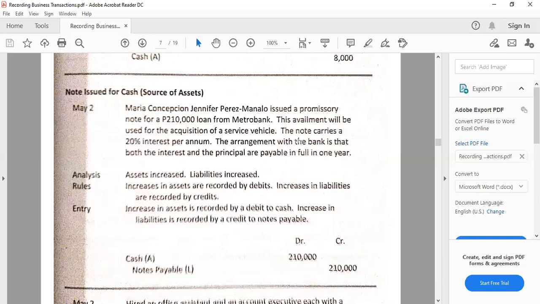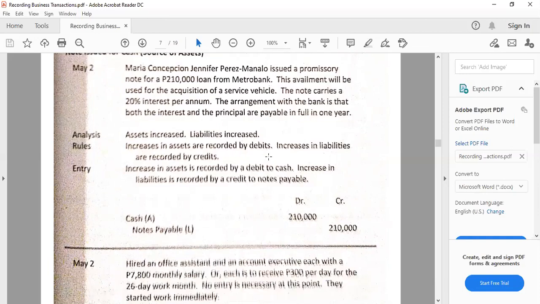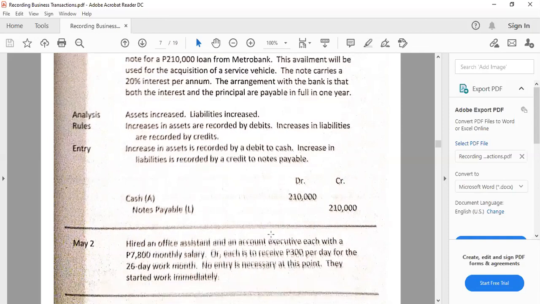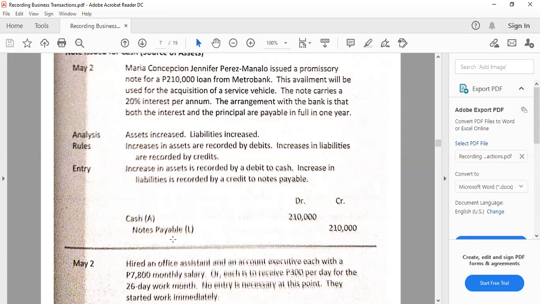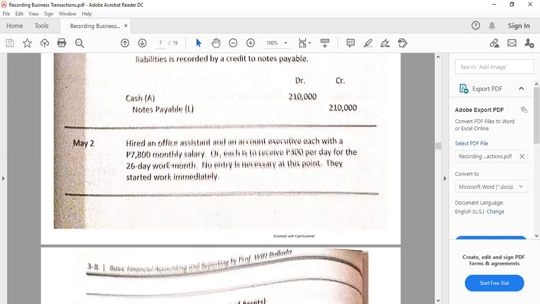Next, this is the borrowing of money from Metro Bank. So the business received cash, 210,000, and this is with the bank, so there is really a note that is to be executed. That's why it is notes payable 210,000. And the explanation could be to record borrowing of money from the bank with a promissory note. Next, May 2, this is a non-accountable transaction in the sense that this is just the hiring of an office assistant and account executive. However, this can be taken down into our records.